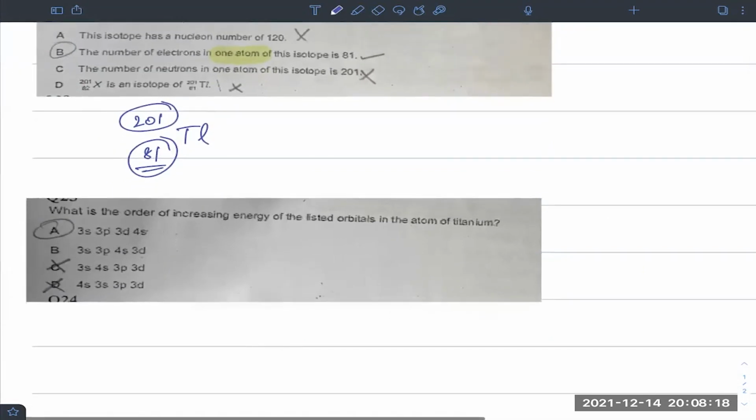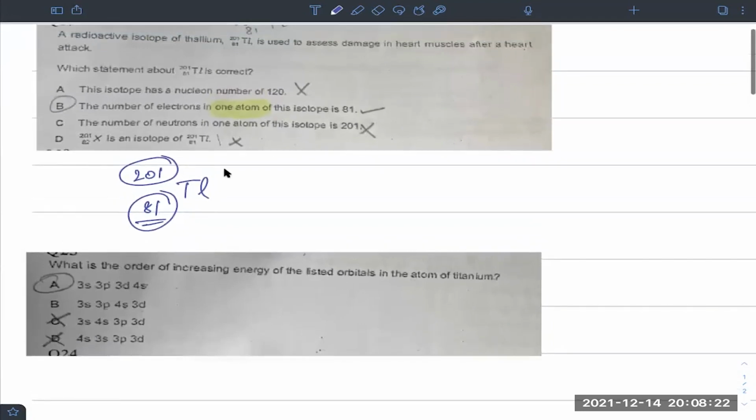Okay. Next question is, what is the order of increasing energy of the listed orbitals? So the answer for the previous one should be B. Yeah. What is the order of increasing energy of the listed orbitals in atoms of titanium? All right, so they're all in 3 or 4.